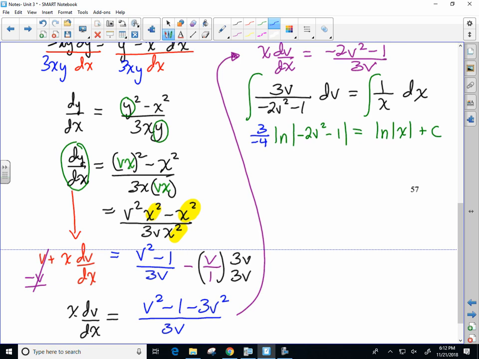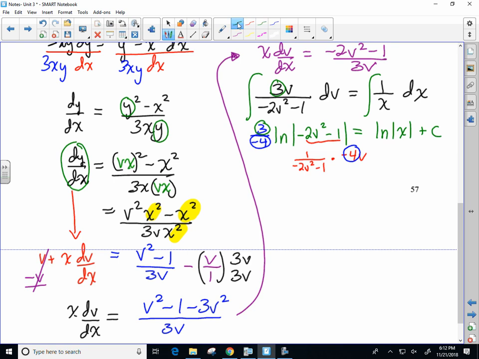All right. So again, if I were to just check this by taking the derivative, I'd get 1 over negative 2v squared minus 1. The derivative of this would be negative 4v. I don't want the negative 4, so that's why this is here. Get rid of that. I do want a 3, because there's a 3 here, so that's why that's there. So it's a little correction on the fly.